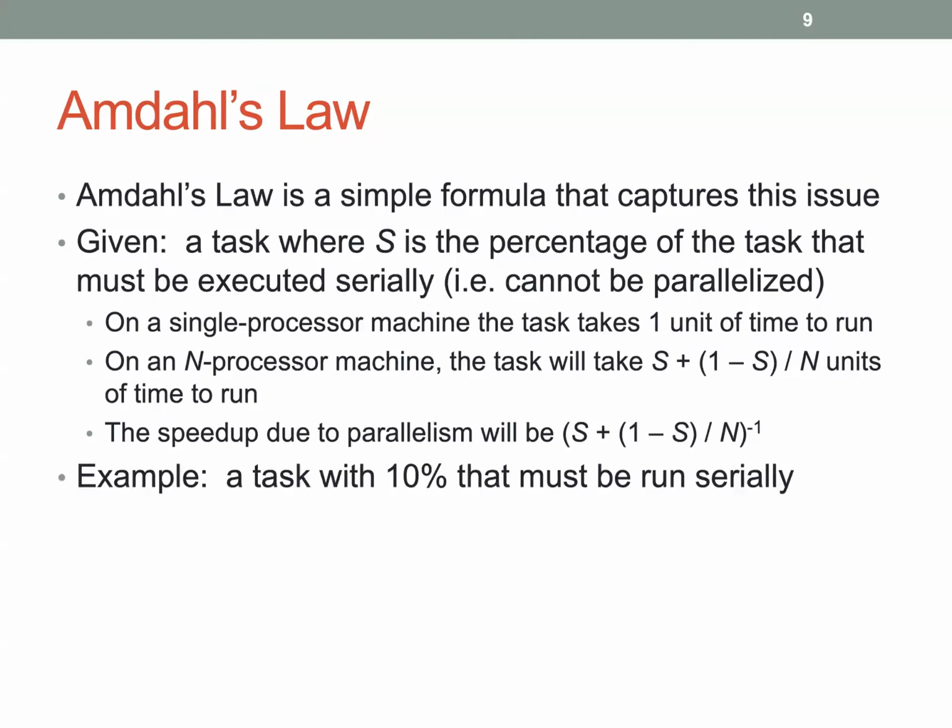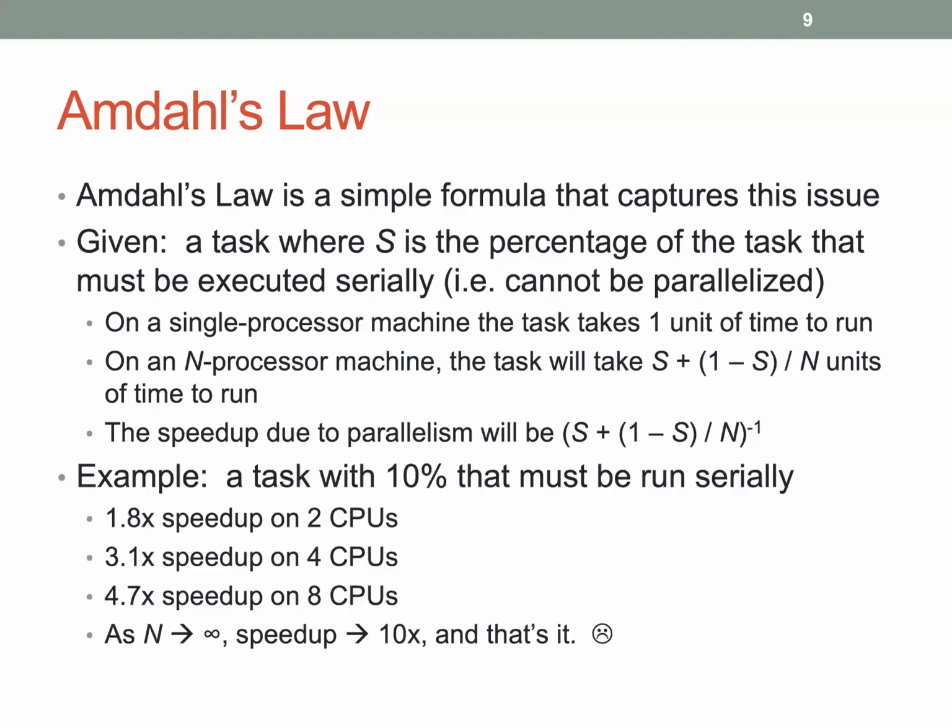And so if you have a task with 10% that has to be run serially, it's kind of shocking. The best performance improvement you can get as you throw CPUs at this is 10x. And so when you're trying to improve the performance of a multi-threaded program, you want to try to shrink that sequential part as much as you can, because that will maximize the payoff from running on multiple cores.